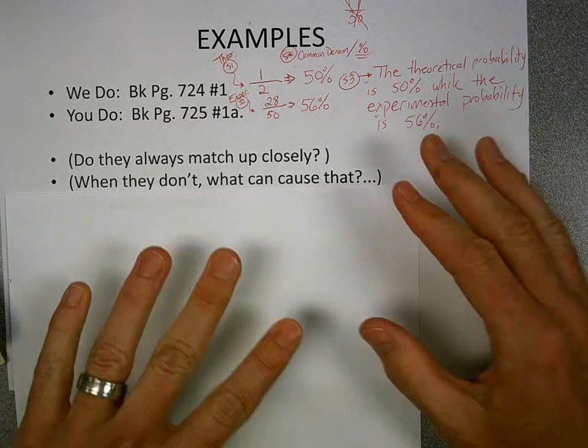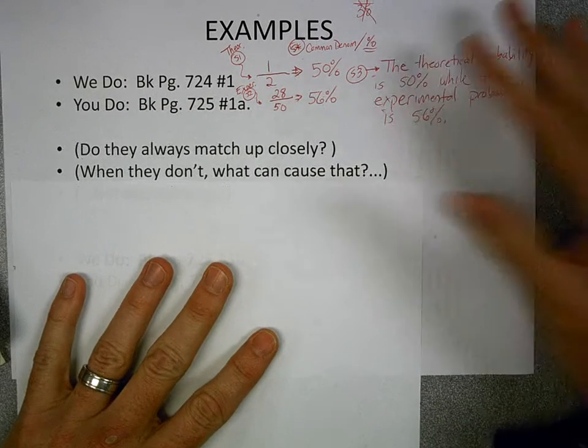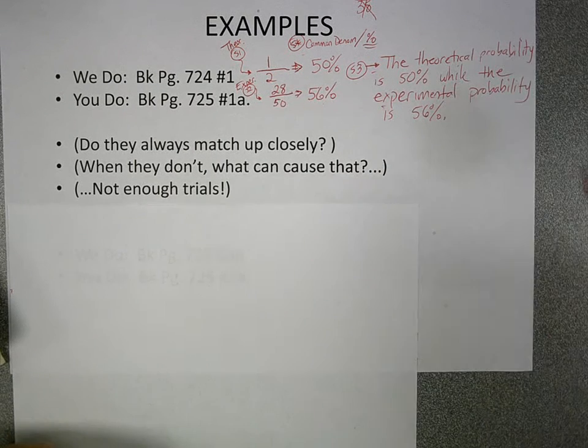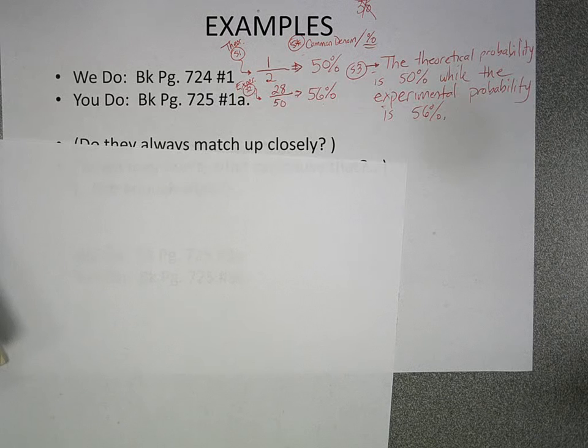So, what can cause that? Well, because of the streaks, there's not enough trials. The more trials you have, so if I flip the coin 1,000 times, there's a good chance that heads is going to pop up a little closer to 500 times.